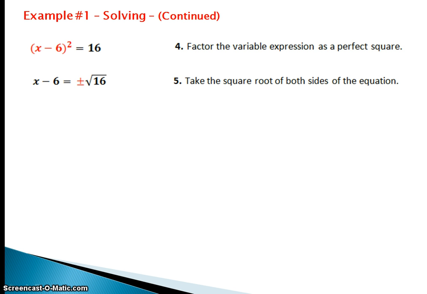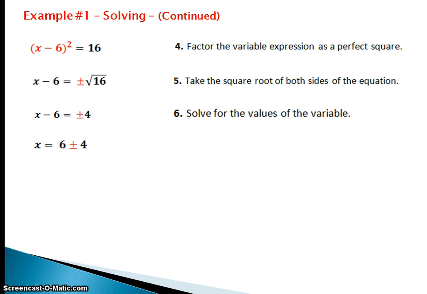Now when you take the square root, you must account for the negative case and the positive case. So don't forget to put the plus and minus in front of the square root. And of course, the square root cancels out a square. So we end up with x minus 6 is equal to plus or minus the square root of 16. The square root of 16 is 4. So we end up with x minus 6 is equal to plus or minus 4.